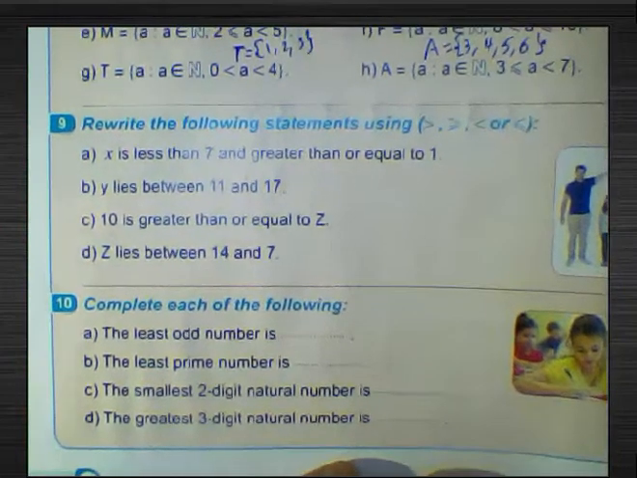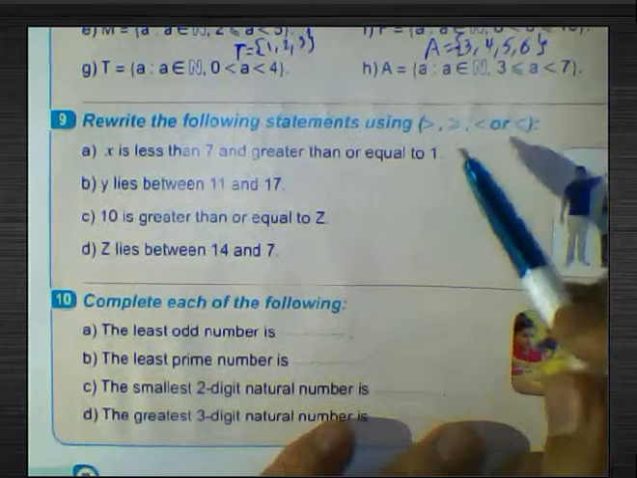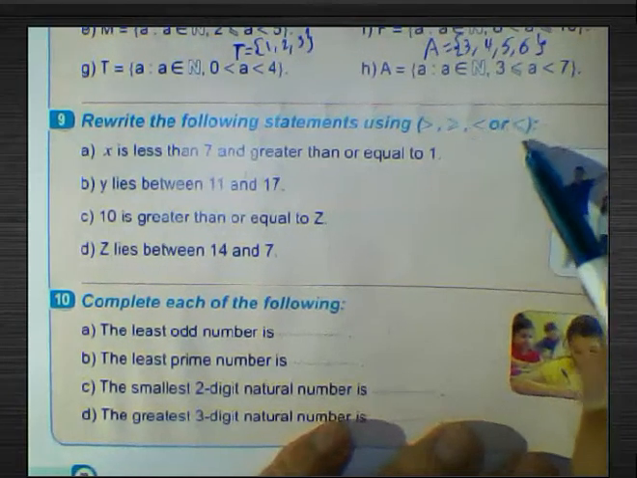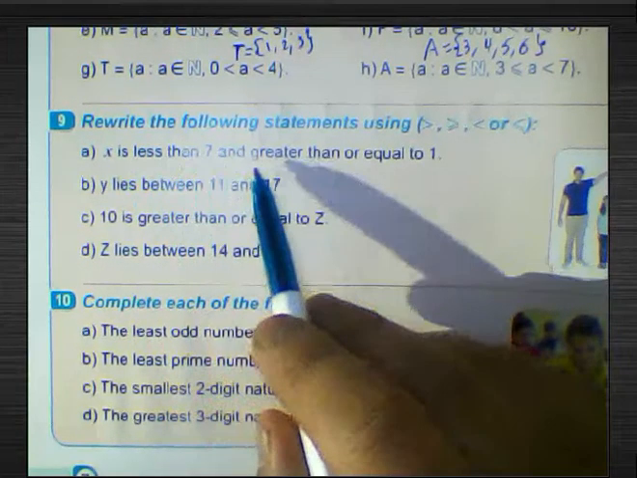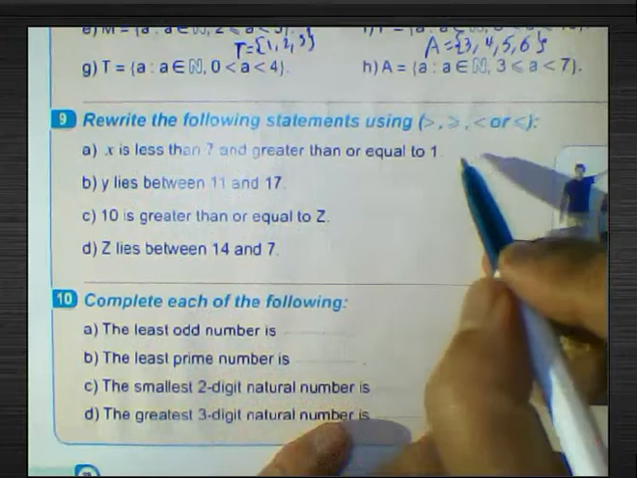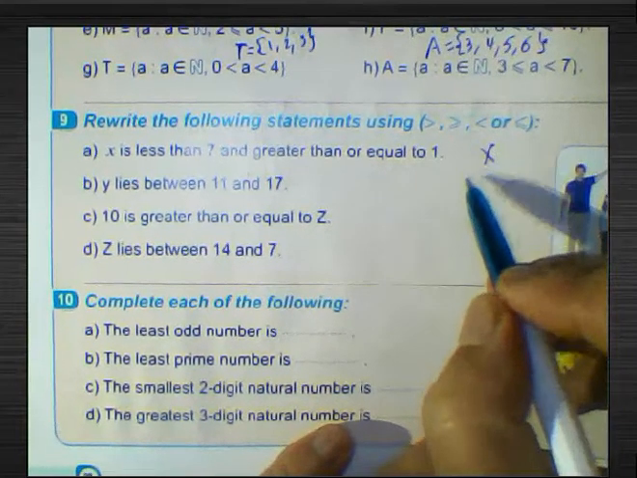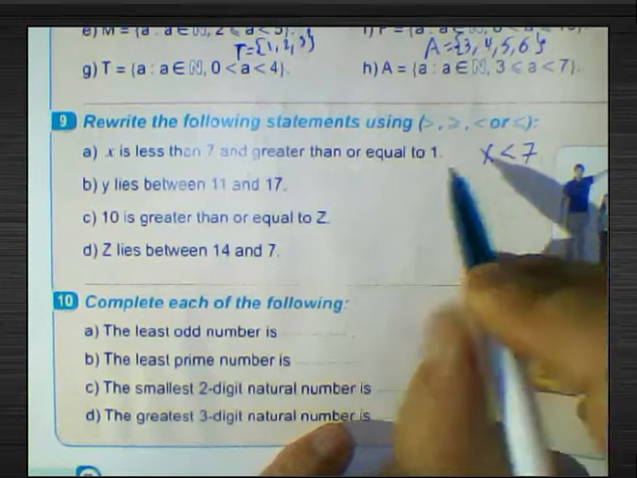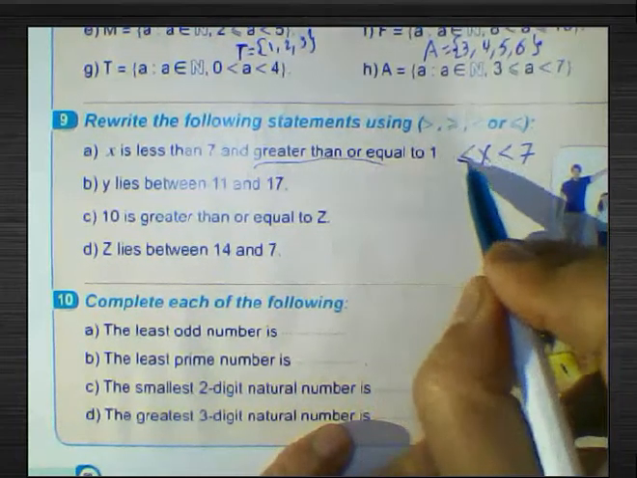Rewrite the following statements using more than or equal to, less than or equal to. X is less than 7 and greater than or equal to 1. We can represent it here. X less than 7 and greater than or equal to 1.